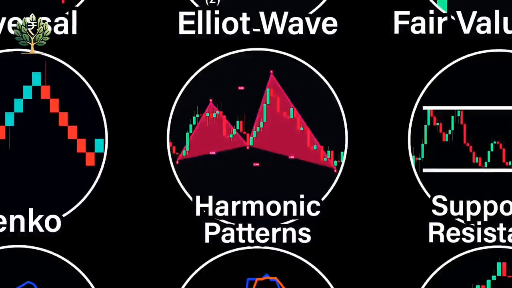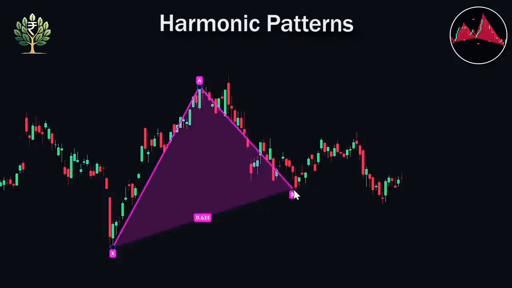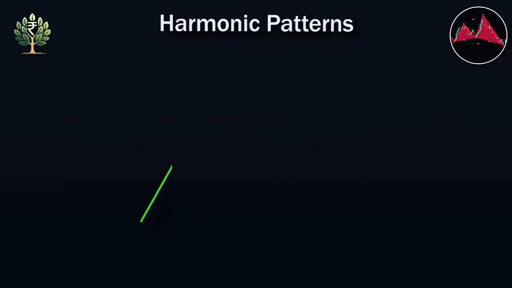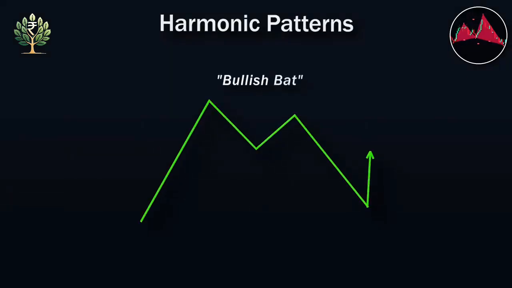Harmonic patterns. These are advanced price patterns that follow a specific shape based on Fibonacci numbers. Traders can then use these specific shapes to predict future price movements. For example, a bullish bat pattern is formed when price makes a series of 4 movements that is shaped like the letter M. Each point can be labeled as X, A, B, C, and D. And each of these points has a specific guideline.